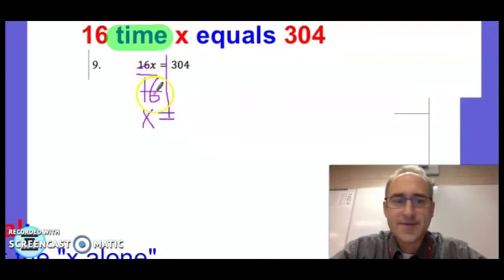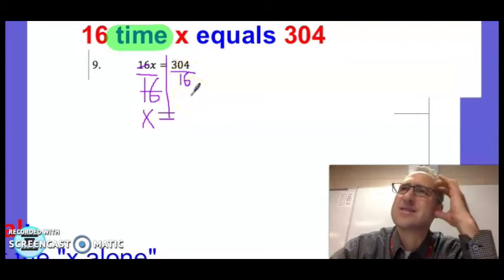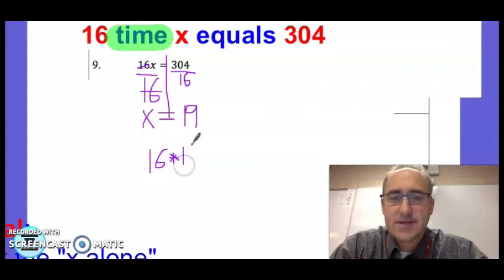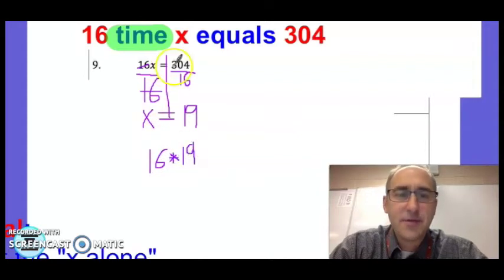And then what I do to the left side, I have to do to the right side. And I write this line as a fraction bar, because that's the way we show division in algebra. 304 divided by 16 is, what are you, crazy? Use a calculator. 19. How do I check it? I substitute 19 in for x. So I need to, in my calculator, type 16 times 19. If you get 304, we did it right.